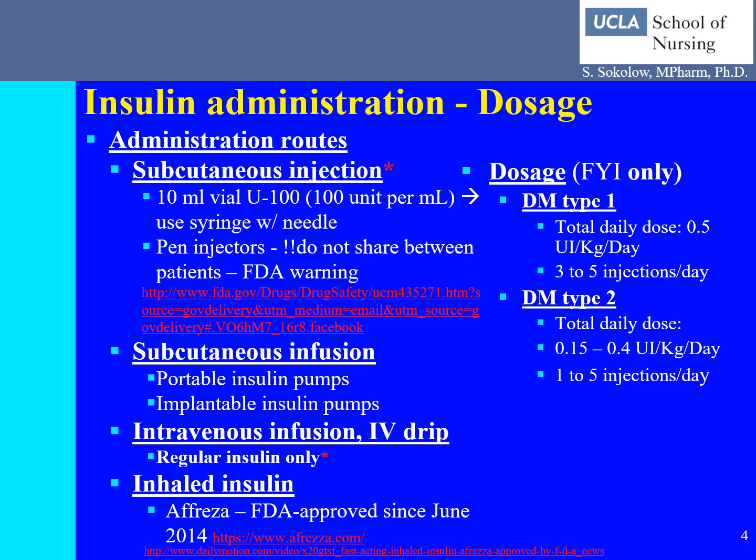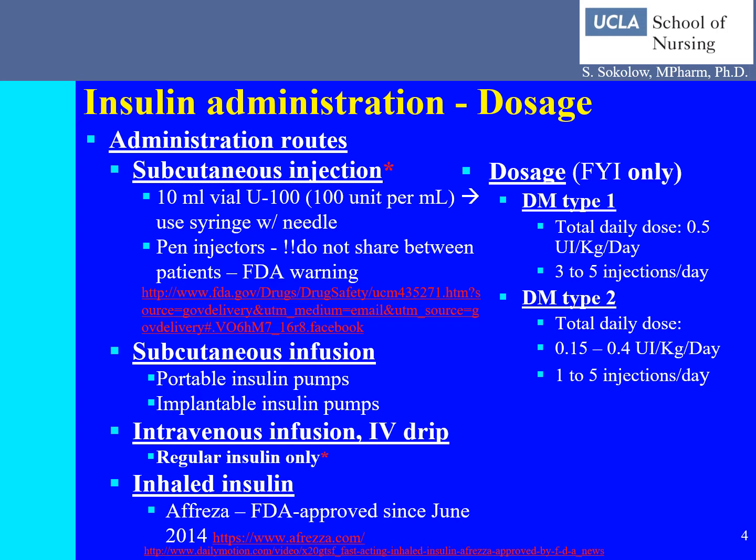And so for the dosage, it's for your information only, but you may probably need to know this in other classes. You see that the daily dose is different between type 1 and type 2. So type 1 diabetes is 0.5 unit per kilo per day, and it's 3 to 5 injections per day.